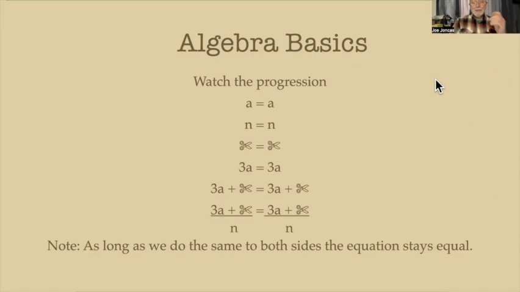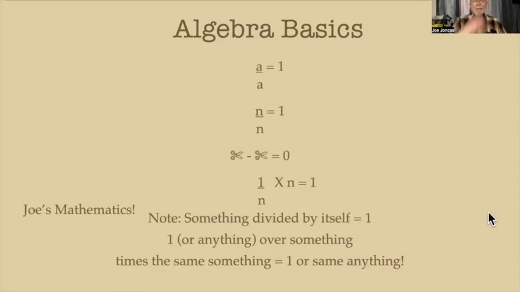Now I added something to this. This is an equation. One side equals the other. If you divide alpha by alpha, that equals 1. If you divide N by N, that equals 1. If you take scissors and subtract scissors, that equals 0. And then again, just for confirmation, if you take 1 over N and you multiply that by N, you end up with 1 because the N's cancel.